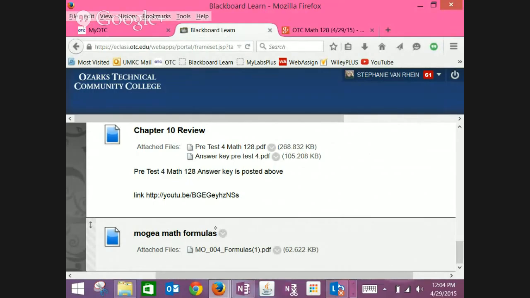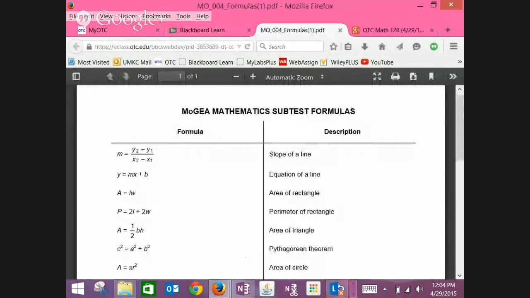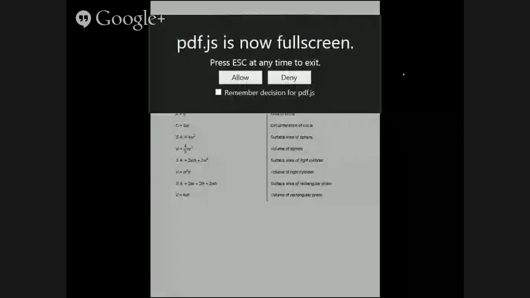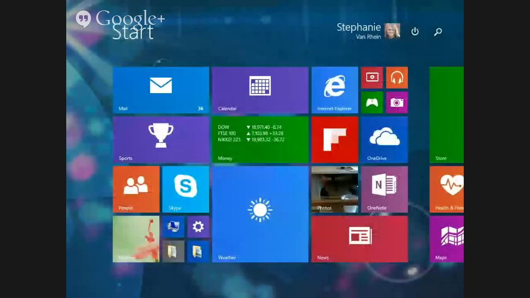So the Mojia, some students have asked for an extra copy of that. It's been posted on Blackboard. Instead of printing them off, because I don't know how useful it will be on this test, I'll probably end up putting it up here. So I'll make it fit where it's large and you can see it. That way, if you want the comfortability of it, it's there, but I don't have to print off 30 more copies of it. Okay.